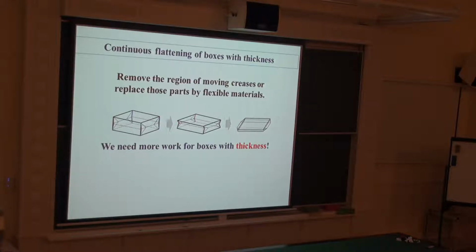Then remove the region of the moving creases or replace those parts by flexible materials. And we want to put thick panels there. Then how many panels do we need? Just count. So 1, 2, 3, 4, 5, 6, and each side has 1, 2, 3, 4, 5, 6. 6 times 2 plus 2 times 2 plus 2 times 2. Therefore, 18 panels we need anyway.